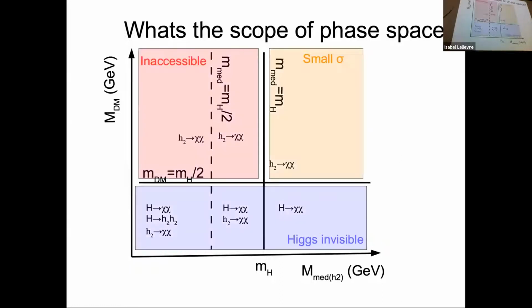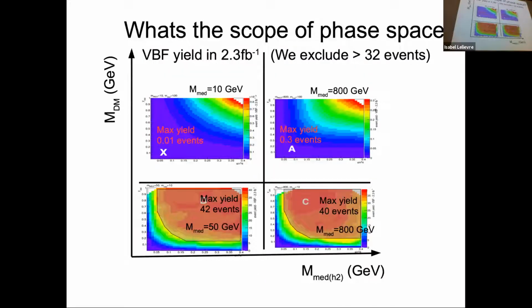So in the end, you have three regions of phase space in the singlet model. You have a region where the scalar decays to dark matter and you don't have anything else. You have a region where you have Higgs to invisible, and then you have a region that's basically inaccessible. And there are a lot of papers on this region, and they're very depressing. And then you can start to make bounds.